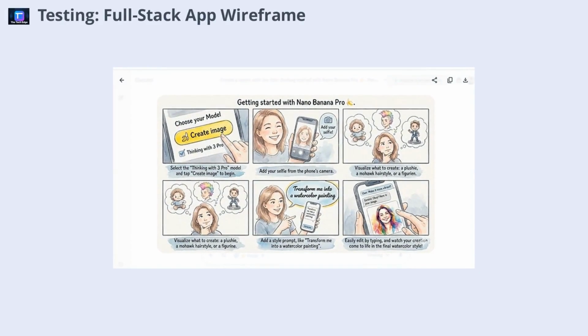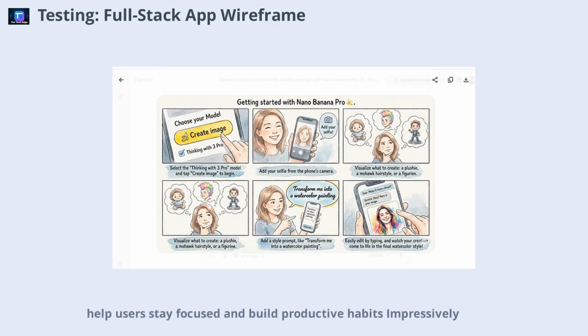To put Nano Banana Pro to the test, I challenged it with a common designer task: creating a full-stack app wireframe from scratch. The prompt was simple: a modern habits app to help users stay focused and build productive habits. Impressively, Nano Banana Pro didn't just jump into visuals. It started by outlining the app's philosophy, identifying core features, and mapping the user flow. This strategic approach ensures that every design decision is rooted in user needs and best practices.